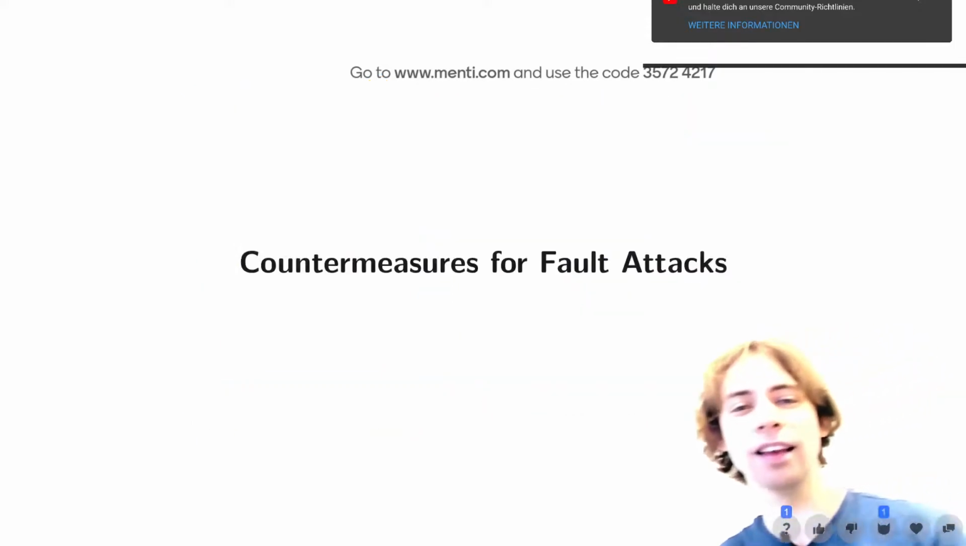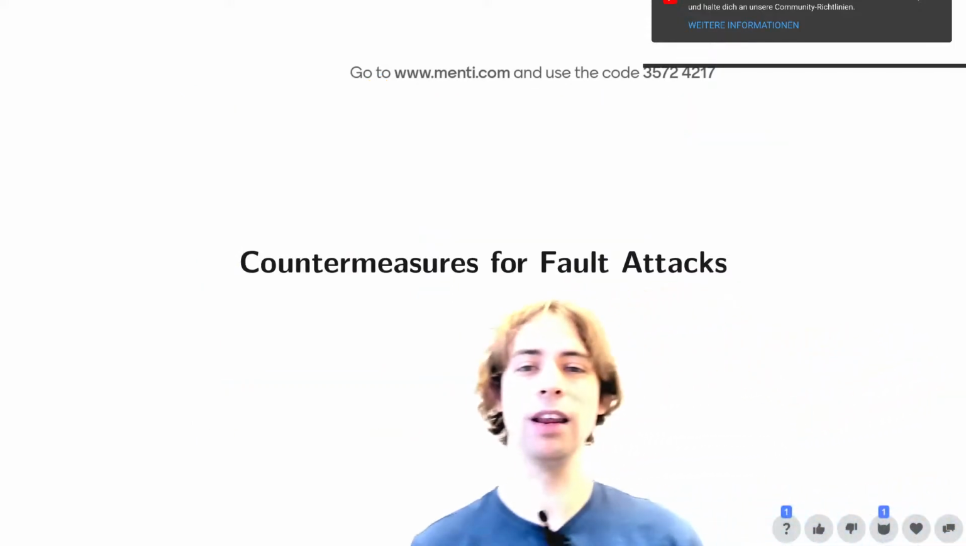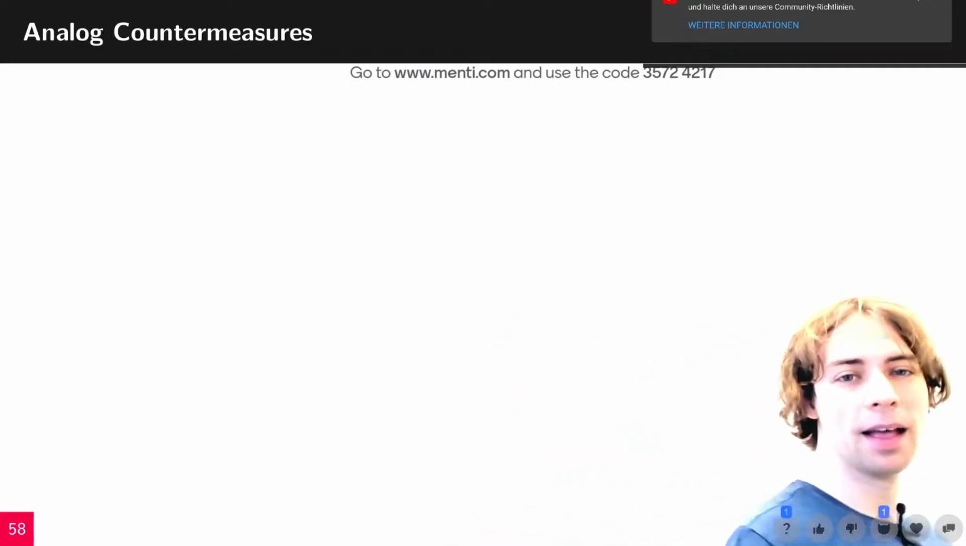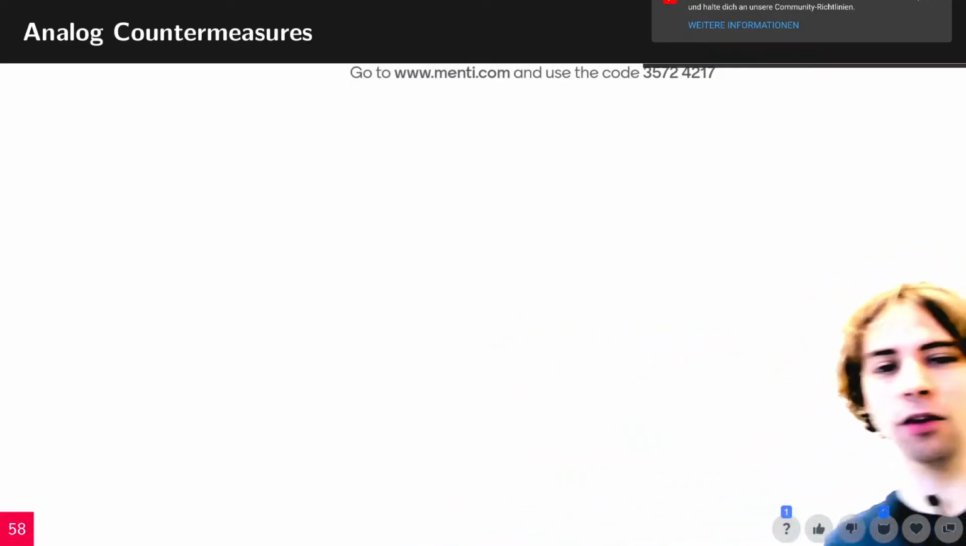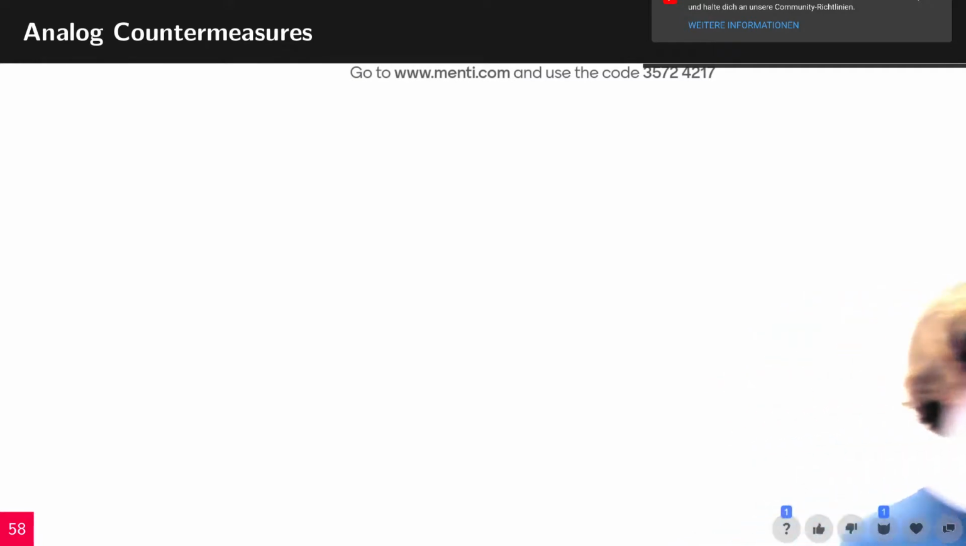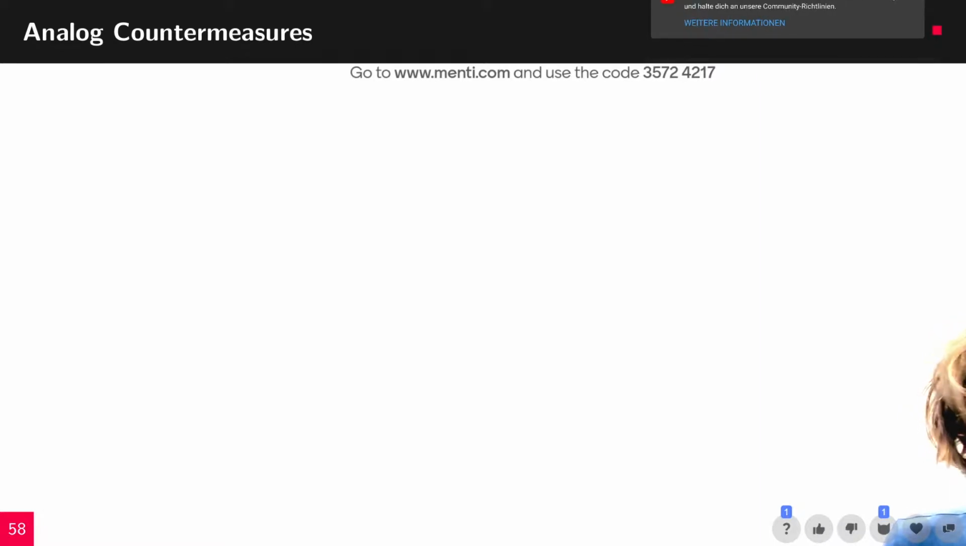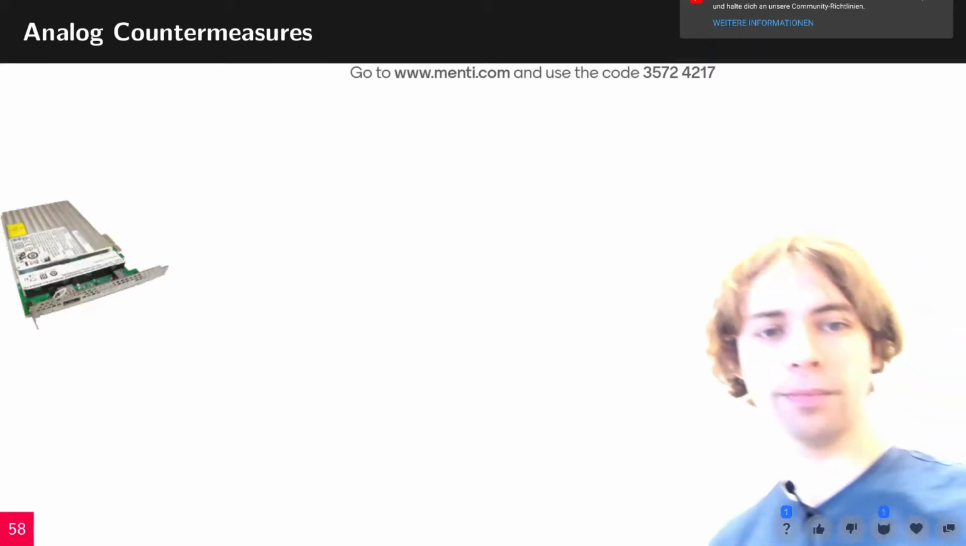So we can mount these attacks. So what do we do against them? We need to think about what we do against them. And there are different countermeasures that we can use. In the physical world, we can use countermeasures also of physical nature. So for instance, you can shield devices physically.